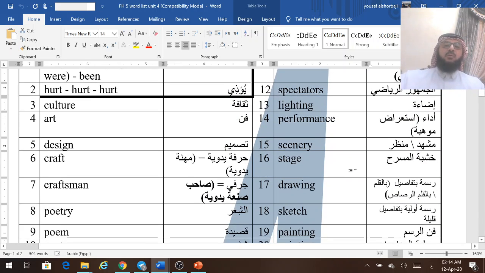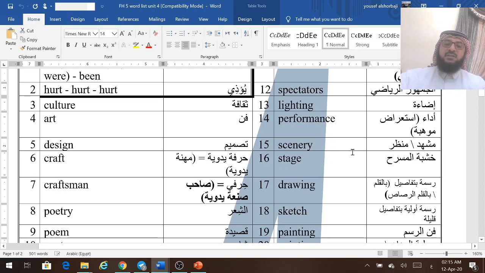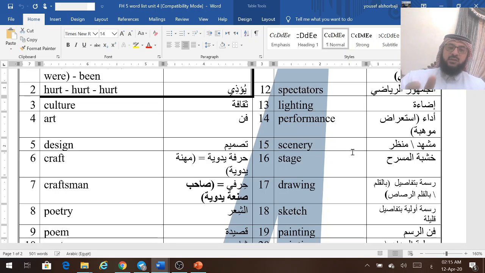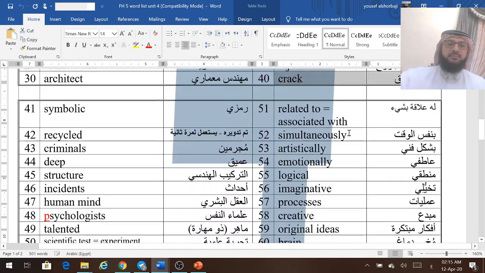For today I'm going to dictate you 4 words from this list, from 1 to 20. So please don't look at the screen, just start writing the following. Number 1, craftsman. Number 2, scenery. Number 3, audience. Number 4, sketch. Take your time, check your answers, and let's move on.